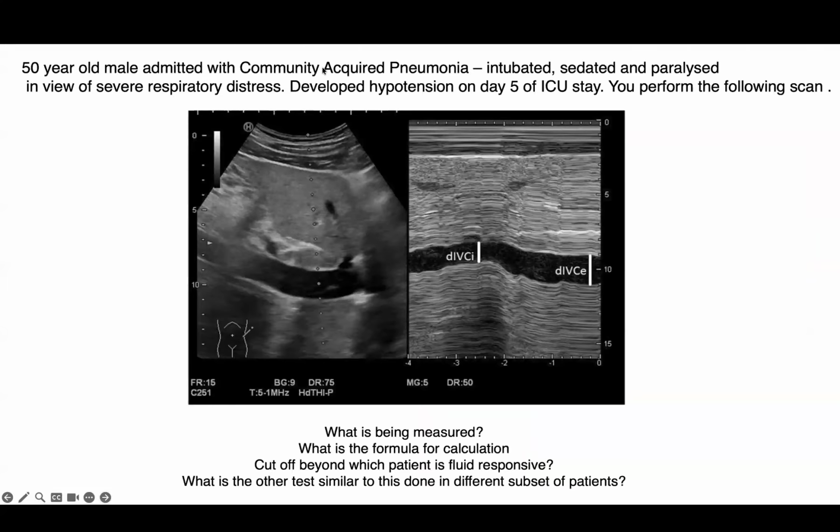A 50-year-old male admitted with community acquired pneumonia, intubated, sedated, and paralyzed in view of severe respiratory distress. Developed hypotension on day 5 of ICU. You perform the following scan. So what is being measured? What is the formula for calculation? What is the cutoff beyond which the patient is fluid responsive? And what is the other test similar to this in a different subset of patients?